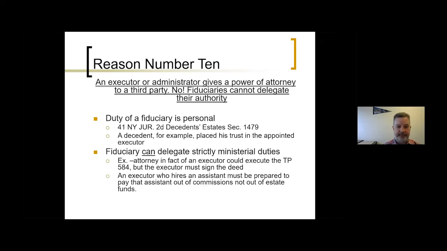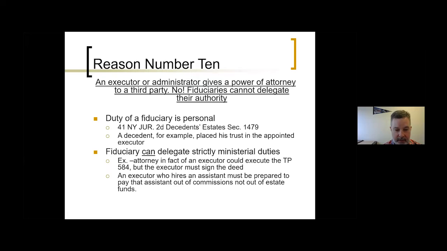Reason number 10, starting there, would be when you have an executor or an administrator trying to give a power of attorney to a third party. This can't be done. Fiduciaries cannot delegate their authority. The duty of a fiduciary is personal. The decedent placed his or her trust in the appointed executor. So the fact that they want to give a power of attorney is statutorily not allowed.